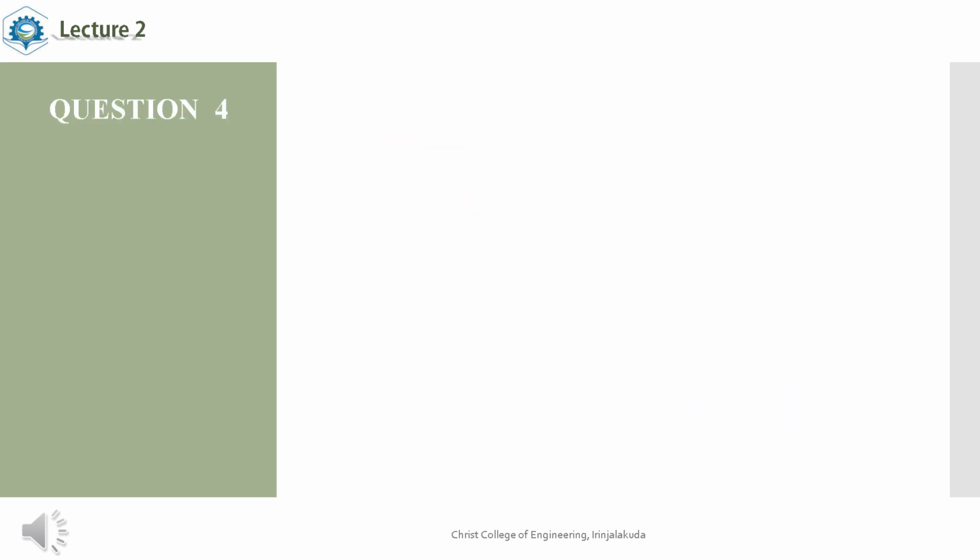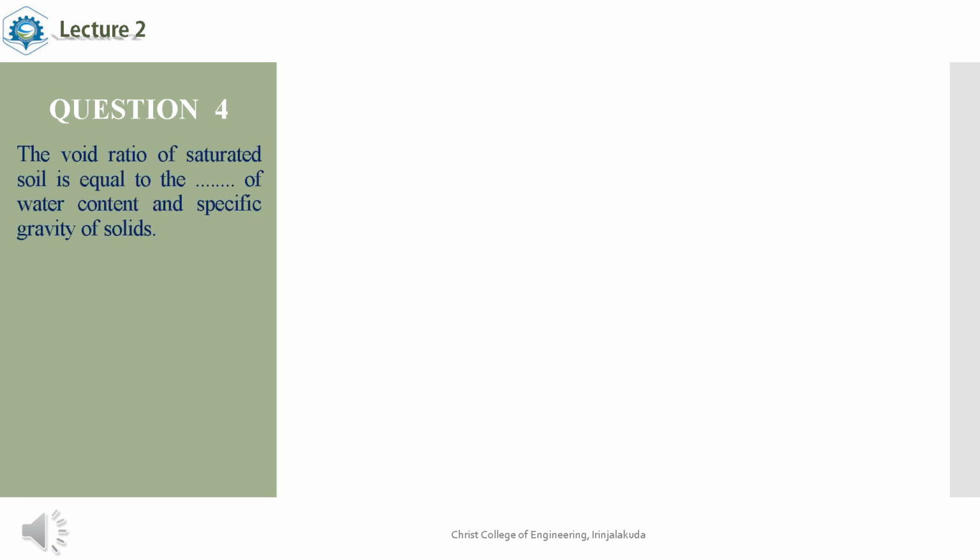Question number 4. The void ratio of saturated soil is equal to dash of water content and specific gravity of solids. So you have to fill in the blanks. Let's see the options: product, difference, sum, ratio. So there will be a relation connecting the void ratio to the water content and specific gravity of solids, and let's see if there is any such relation.